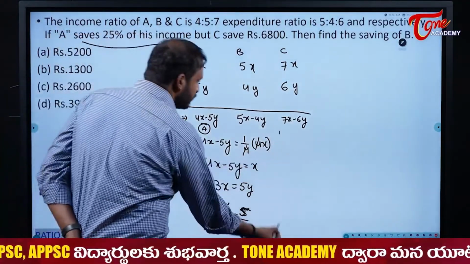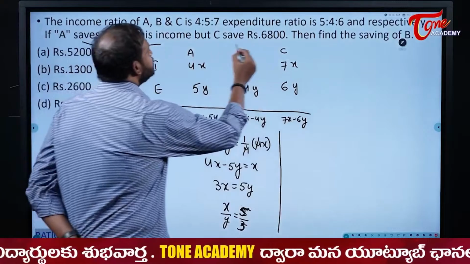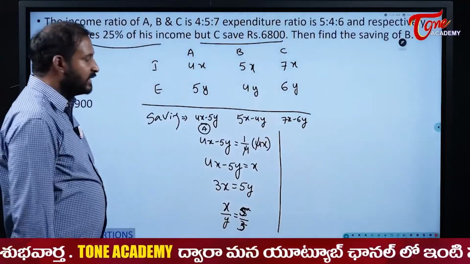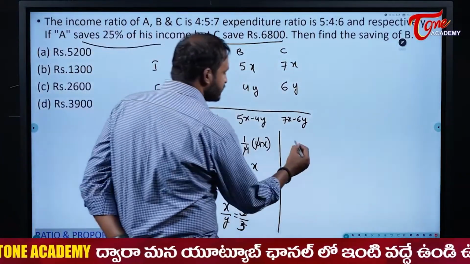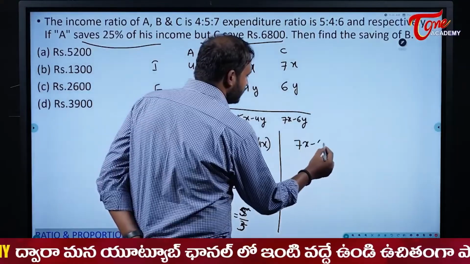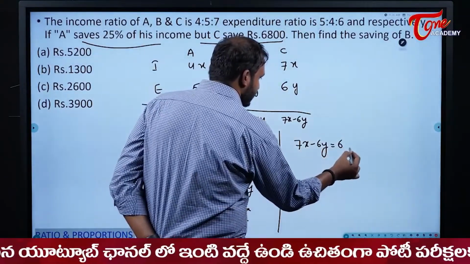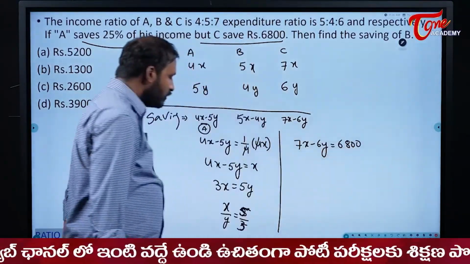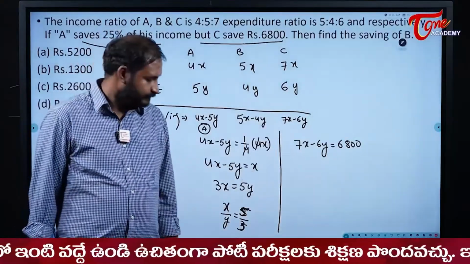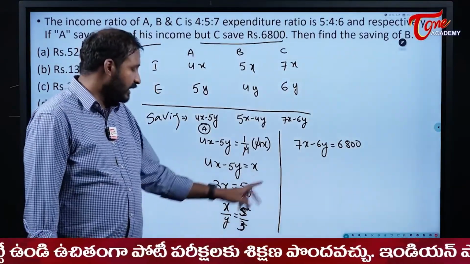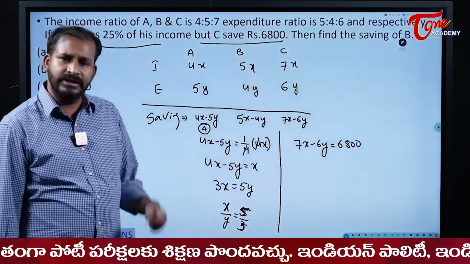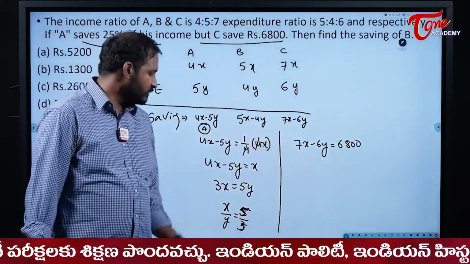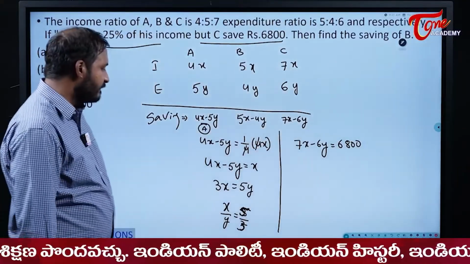Okay, good, superb, sir. Now they gave us one more thing. C saves 6,800. That means 7x minus 6y is equal to 6,800, which is given in the question. Now try to write this relation here. Write either the x value or the y value, it is up to you, and substitute that one here. So tell me which one is the best one for us.